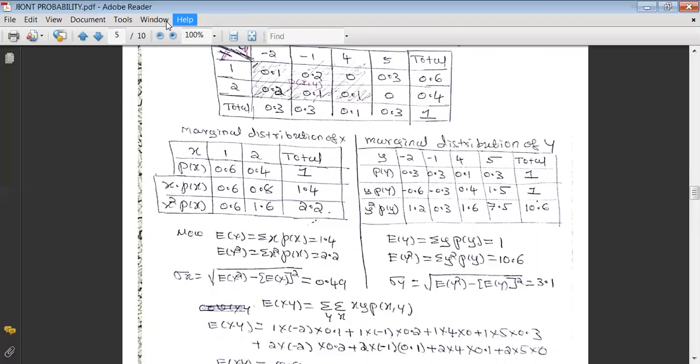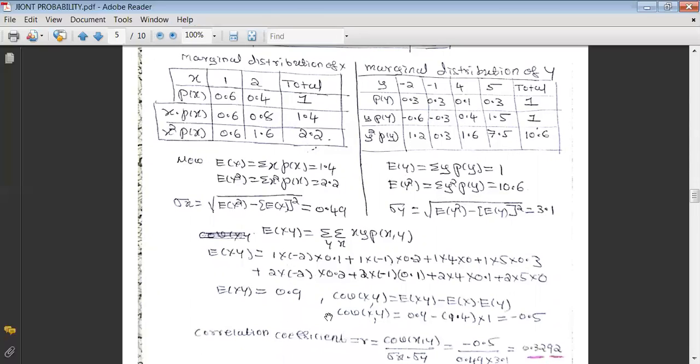That means, in order to find the expected value of xy, we have to take the product of all the possible x, y, and their joint probabilities, and we have to add all those values. In this case, once you add all these, it results in 0.9. Once you simplify this, it definitely results in 0.9.